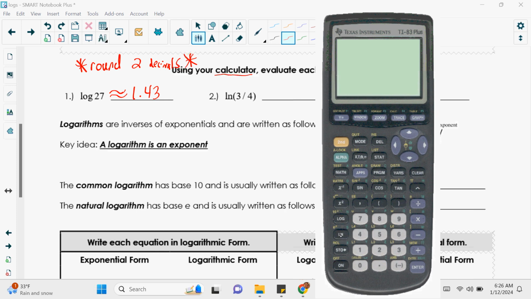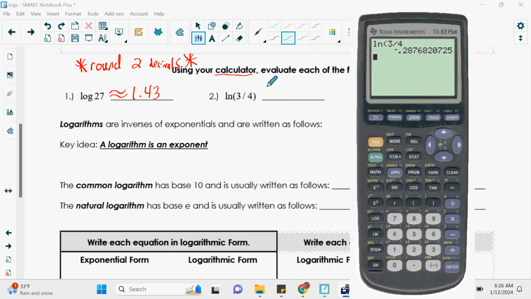You should get approximately negative 0.29. Again, we want to always simplify and round to 2 decimals. And right now, it's just getting familiar with where these buttons are on our calculator when we start using it. And then here we go, log of negative 6.